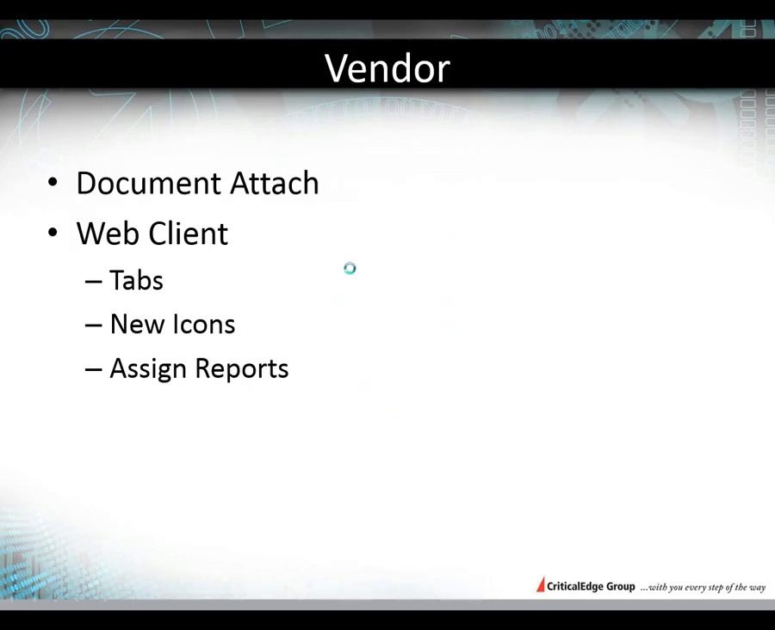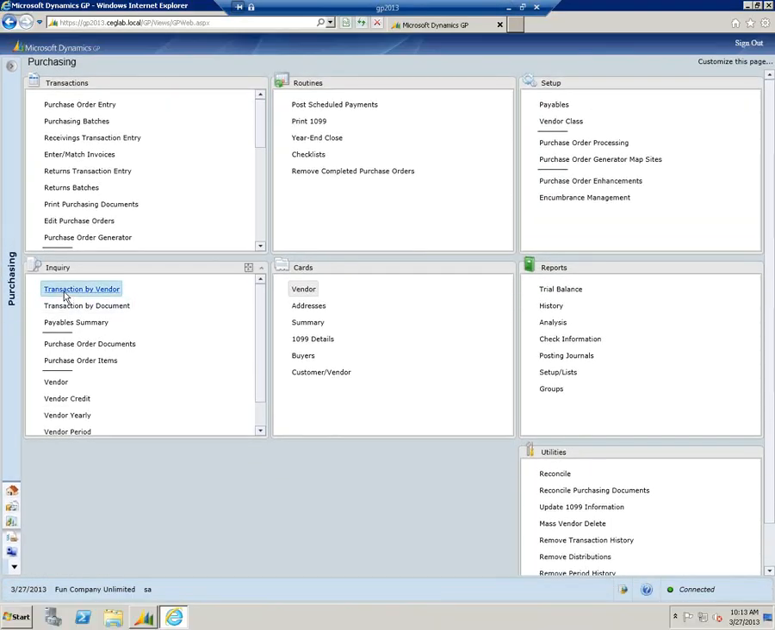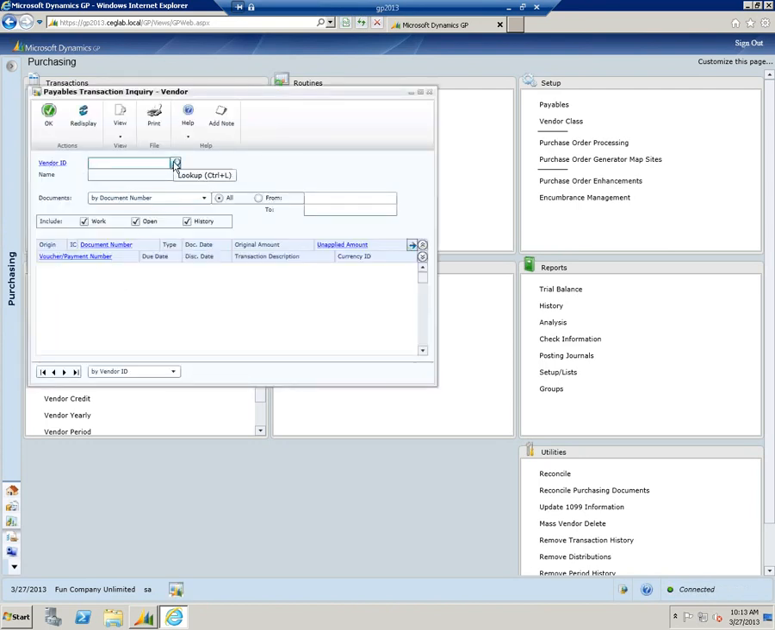Now I'm going to move over to the Accounts Payable transaction entry window. And a few things, there are some new icons. You're going to see the analytical accounting icon in a different place, and some other window level fields in another place as well. And for the first time, you can change the remit to address in the Accounts Payable transaction window. I'm going to pull up an invoice from my favorite vendor here.